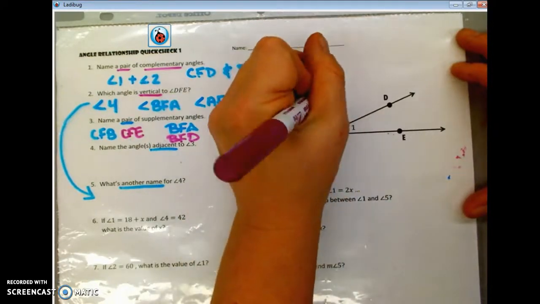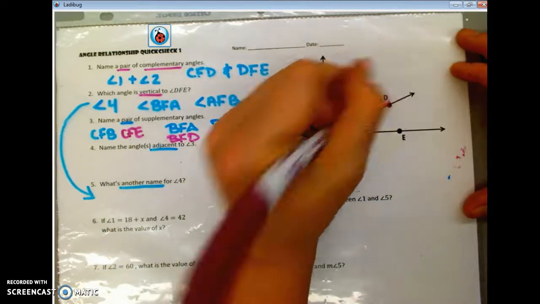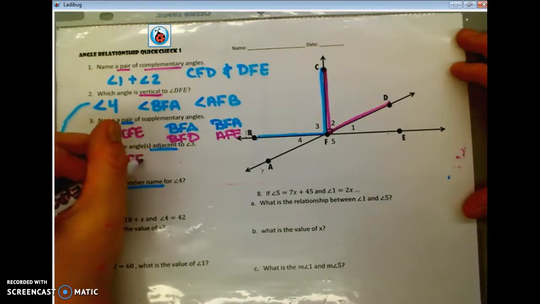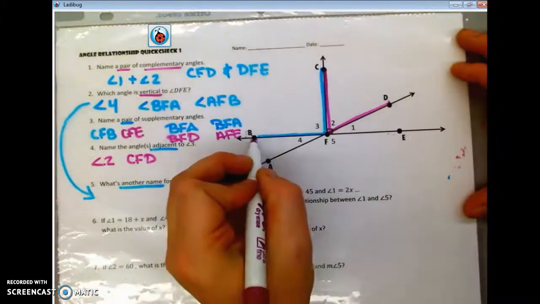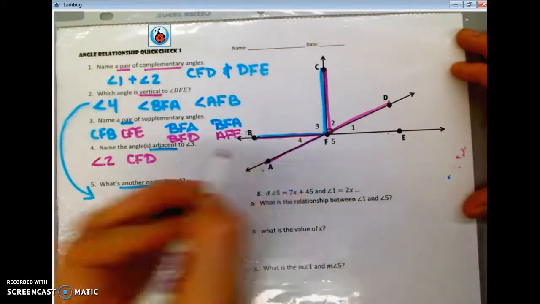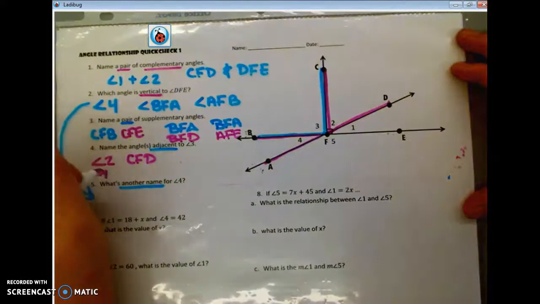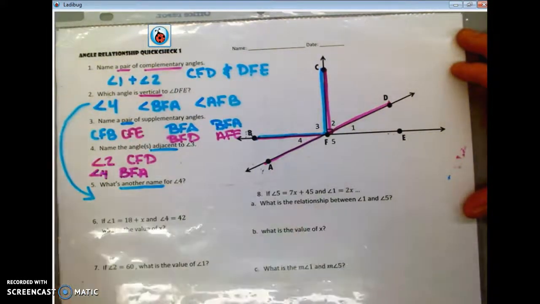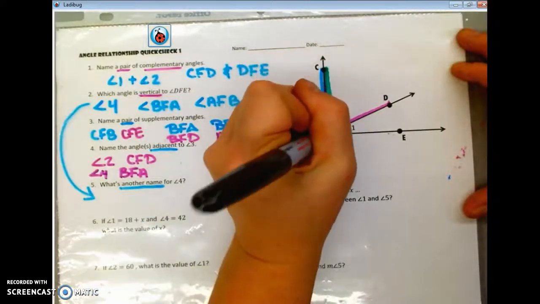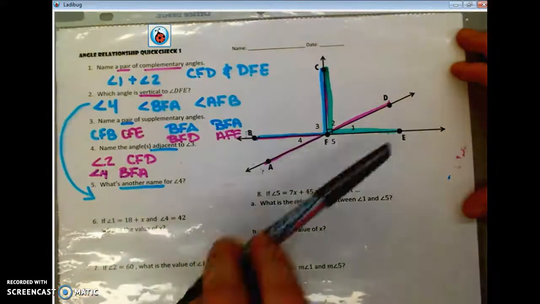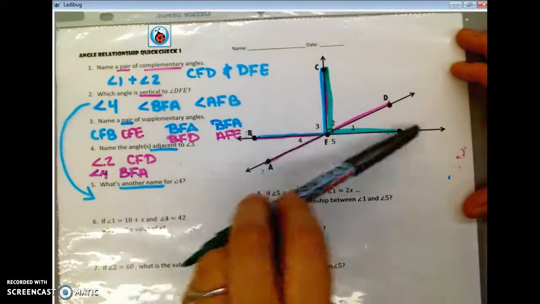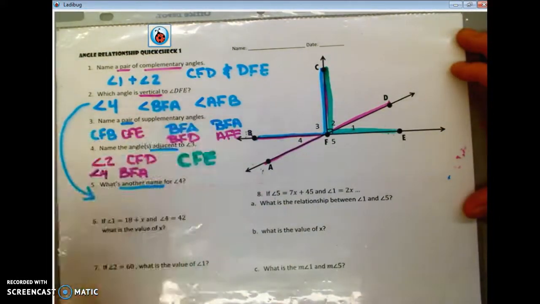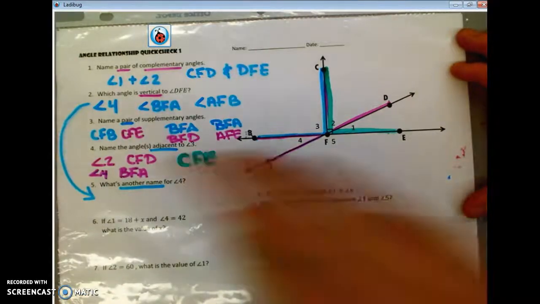So angles that are next to it, you can have angle 2 or angle CFD if you want to call it by its letters. You have angle 4 or angle BFA. Or if you want to do it all fancy on me, look at this one right here. Angle 1 is not equal to it, but 2 and 1 combined to make angle CFE is another one. Okay?